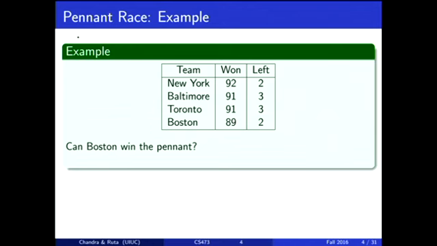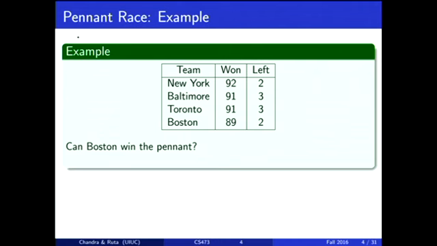So let's see that in action. How does the picture look? This is an example of that. This is the American League. For some of you who may know the background, I think there are more teams than this. But let's say there are only four teams for simplicity. So this is the Yankees, Orioles, Blue Jays and Red Sox.